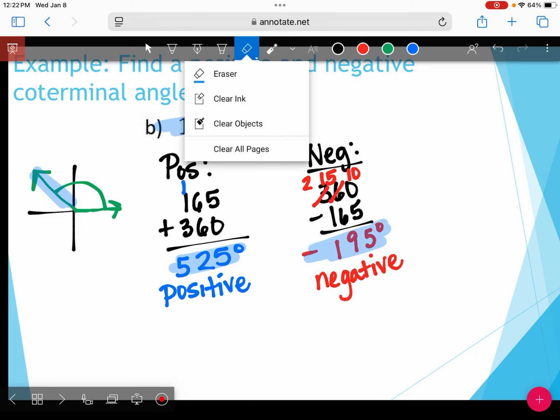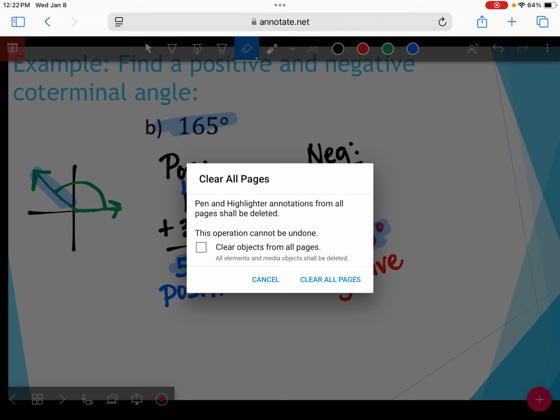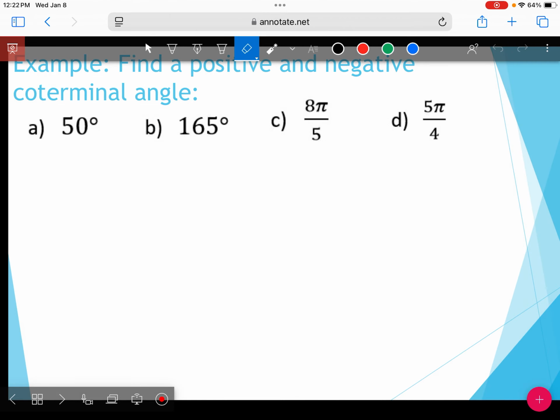Okay, so now let's go ahead and do C, which is in radians. So that's what you just asked me about, the radians. So first thing we're going to do is graph it. We need to figure out where does 8 pi over 5 fall. That's our first step.